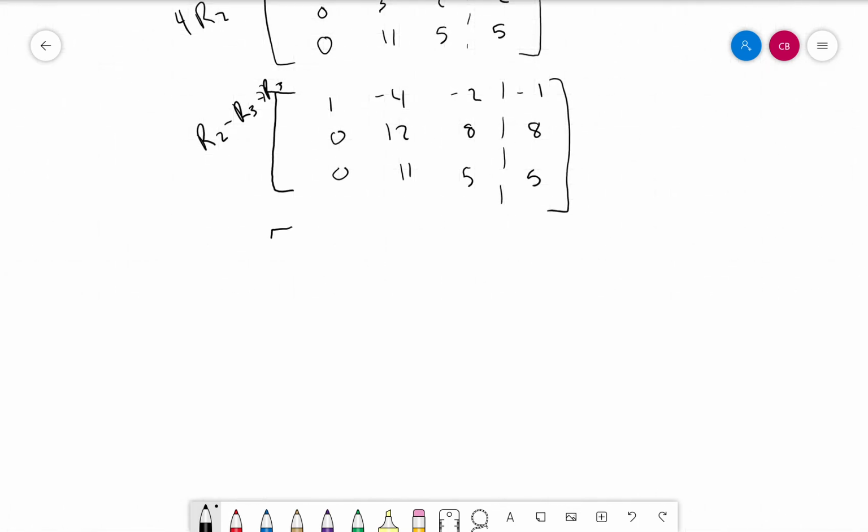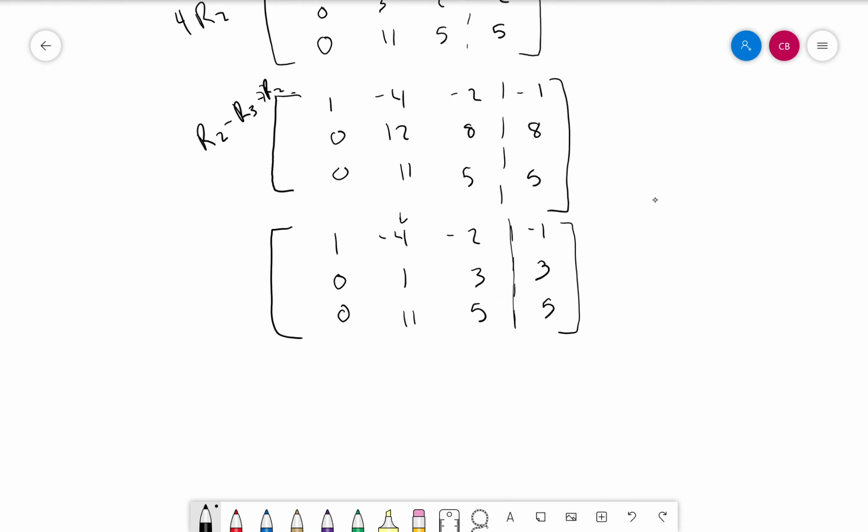So then this is going to be 1, negative 4, negative 2. Not row 3, yield row 2. I want row 2 to have that 1 there. Negative 1. And remember, this is the augmentation line. Then I'm doing row 2 minus row 3. So 0 minus 0 is 0, 12 minus 11 is 1, 8 minus 5 is 3, and 8 minus 5 is 3. And then we have 0, 11, 5, and 5.